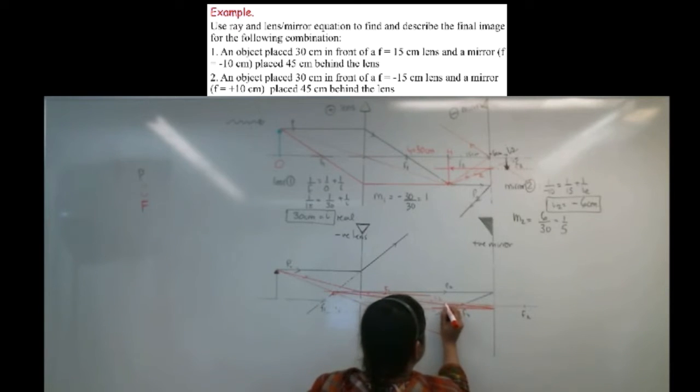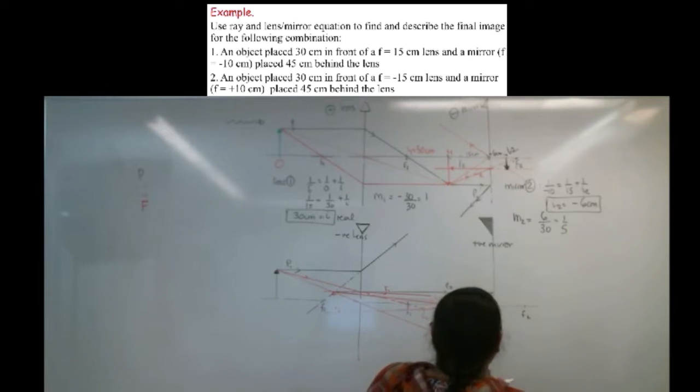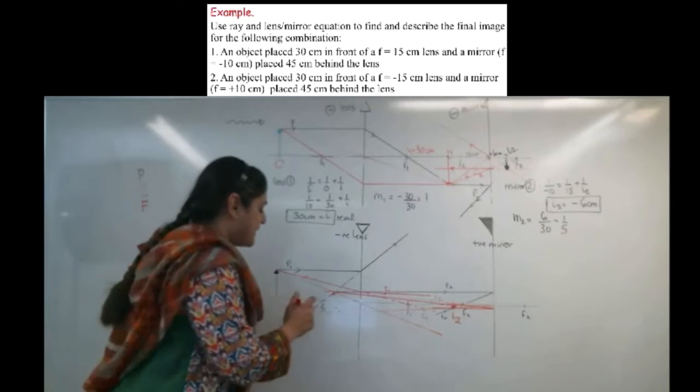I can see where these lines meet, sort of. And that's this point right here. So this is where the image is going to be formed. This is where I2 is going to be formed. Yeah, and it's going to be really tiny and really messy. Okay? But that's the spot for I2. This is the spot for I1.